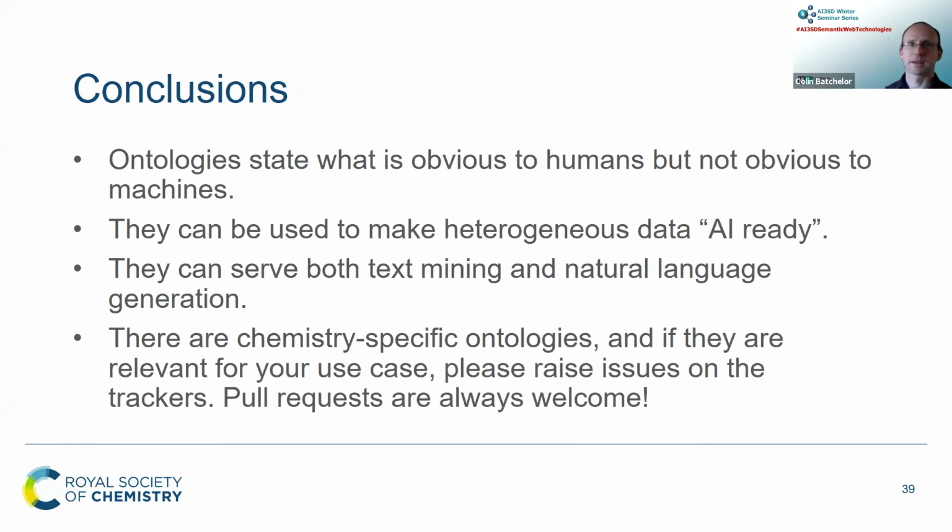So, in conclusion, what are ontologies for? They are for stating what is obvious to you and me, and far from obvious to machines. That you can use them to make the data you have, if it's the right sort of data, Sammy mentioned that they're not so good at numerical data, you can make it AI ready.